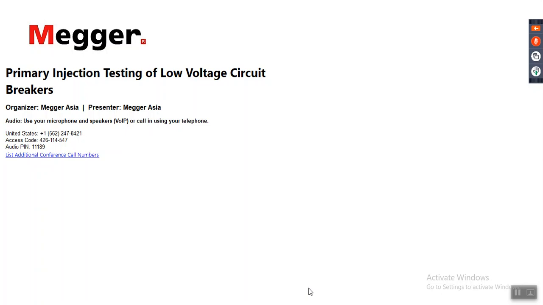We have one question. When you do the primary current injection test of the breaker, and if it passed the test, can you say that the breaker is also mechanically reliable?